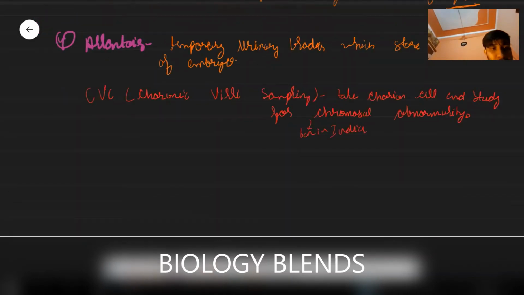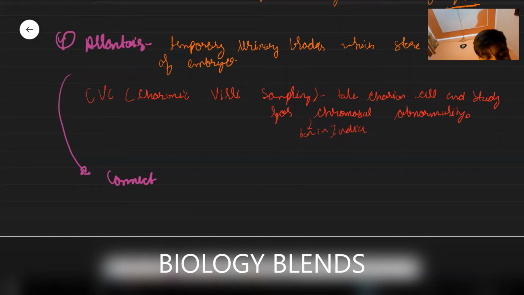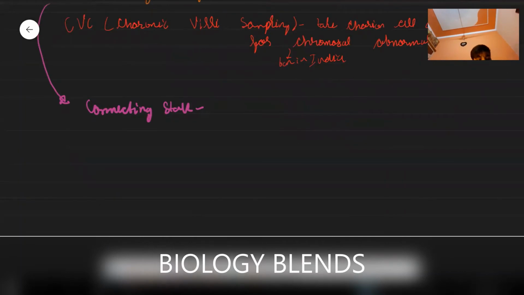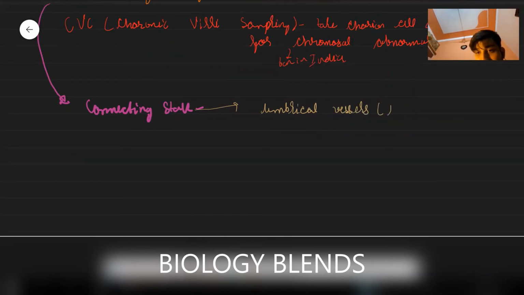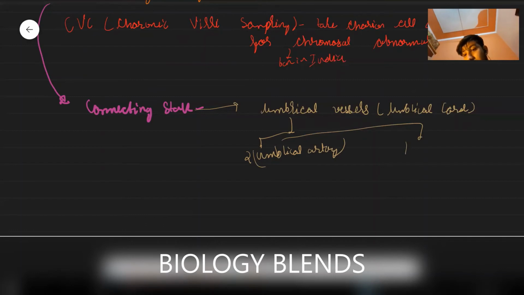And allantois forms the connecting stalk. What is the connecting stalk? It forms the umbilical vessels or umbilical cord. Umbilical cord is from the child side. It contains the two umbilical arteries and one umbilical vein.